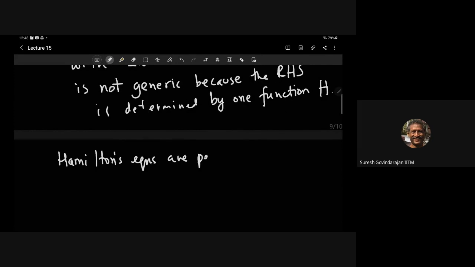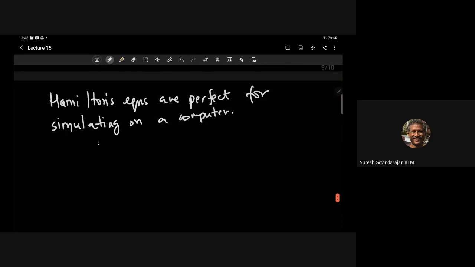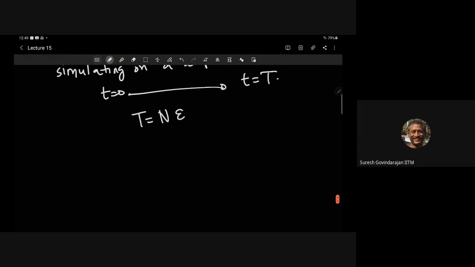That's one nice thing about Hamilton's equations. They are perfect for simulating on a computer. So suppose you're given a t equal to 0 and you want to go to say t equal to capital T. Okay, we want to evolve. Okay, what you do is you just break up. You write T to be some capital N times epsilon, which you can make arbitrarily small. So you can just integrate. So you can just write it like this.